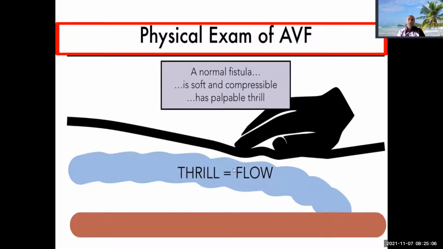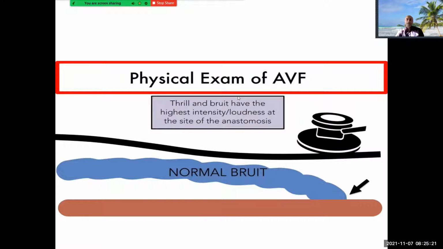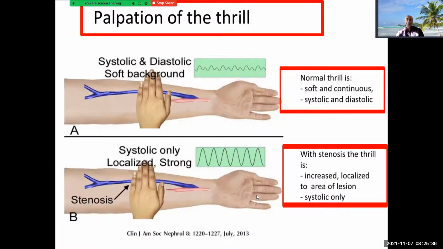Here is a physical example of a normal fistula, soft and compressible. When you palpate for thrill, thrill means the flow. You will feel a soft and compressible thrill by palpation. Thrill and bruit have high intensity on the distal side of the anastomosis. If you put your stethoscope here, you will find the highest sound at the site of the anastomosis, and when you go further, the sound will decrease gradually.